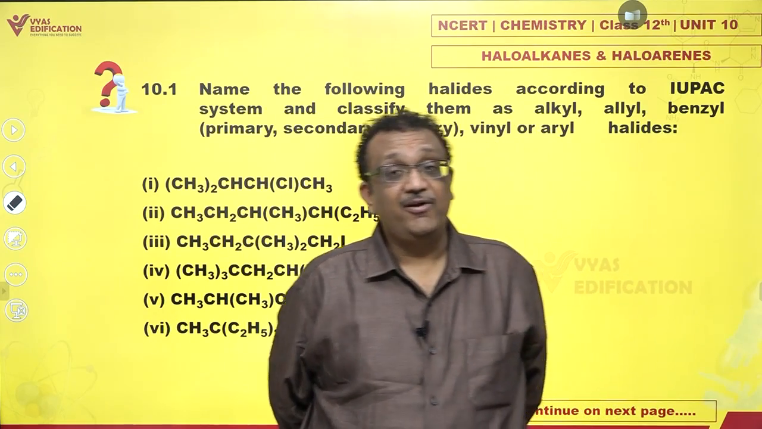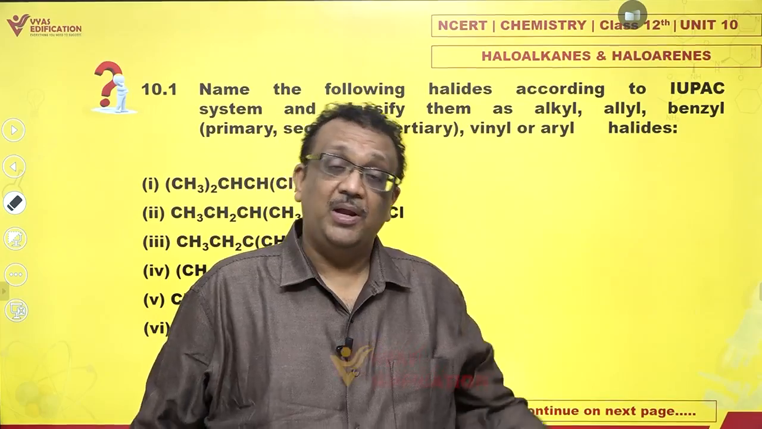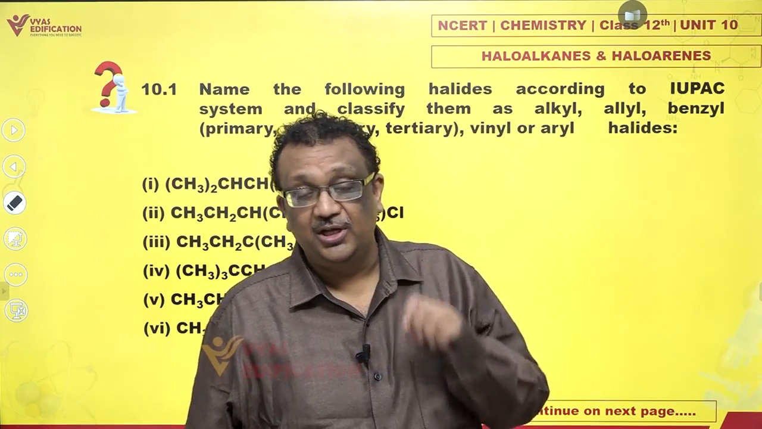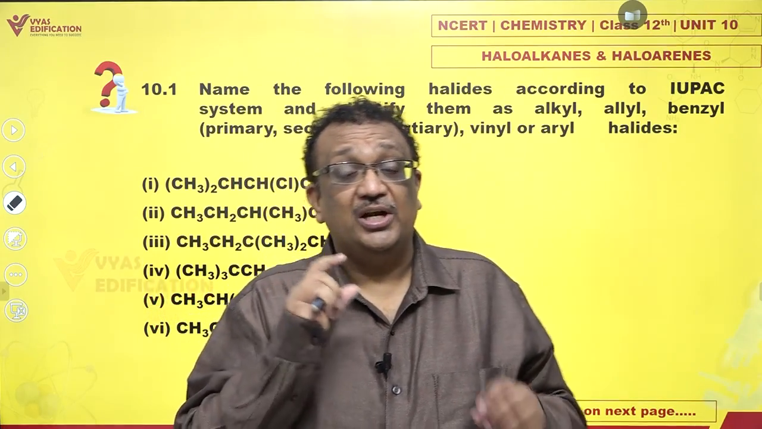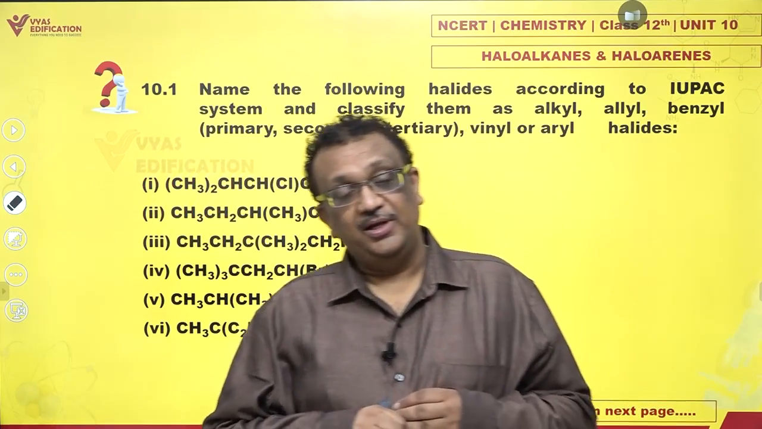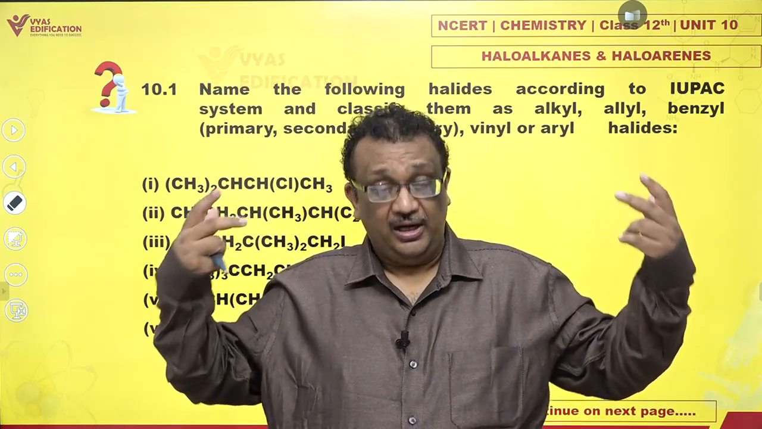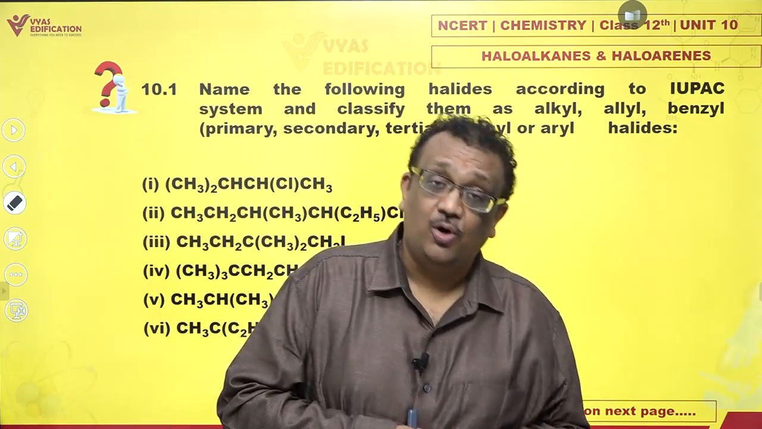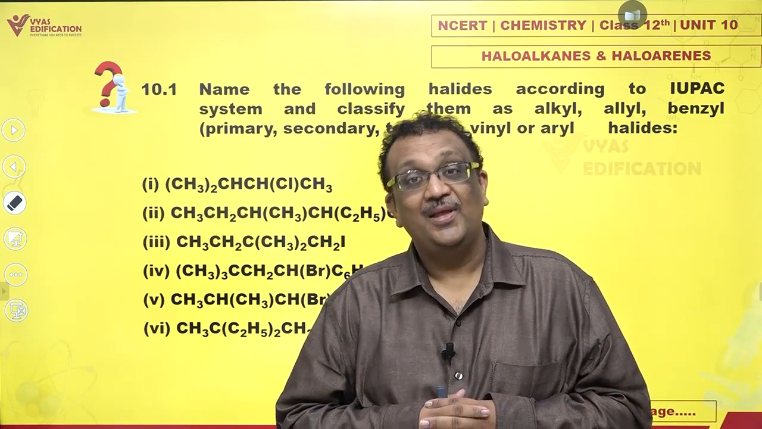Primary, secondary or tertiary means that the halides are attached to primary carbon, secondary carbon or tertiary carbon. Which carbon is primary carbon? A carbon atom which is attached to only one other carbon atom, other than itself, is called primary carbon. If apart from itself that carbon is attached to two other carbon atoms, then it is called secondary. Three other carbon atoms, tertiary carbon atom.